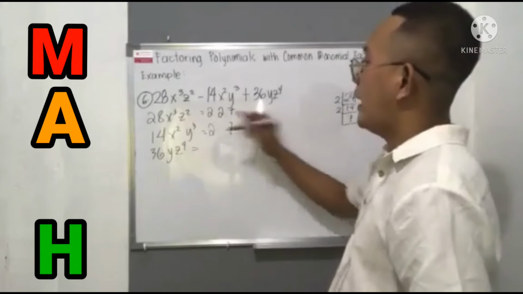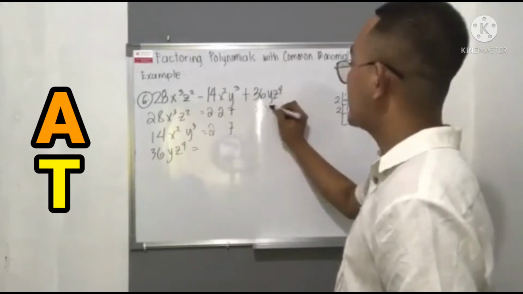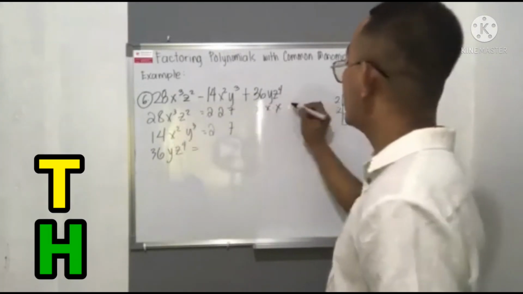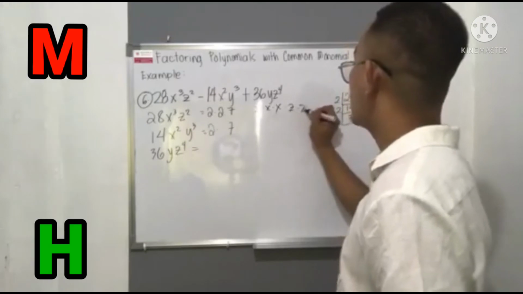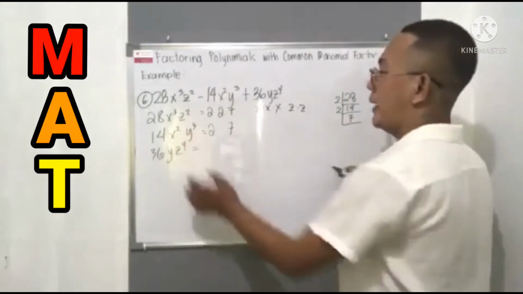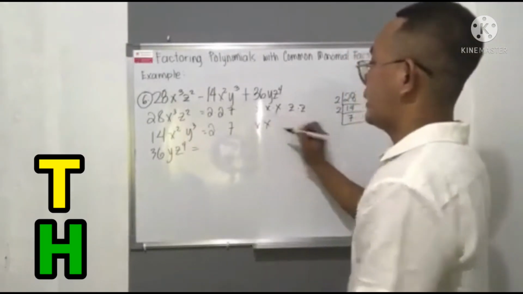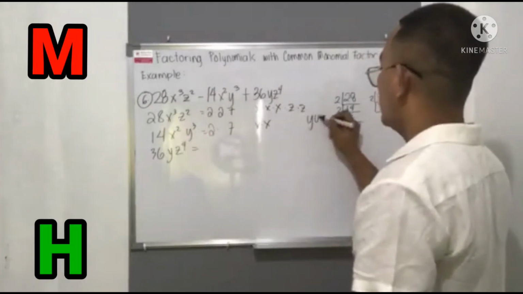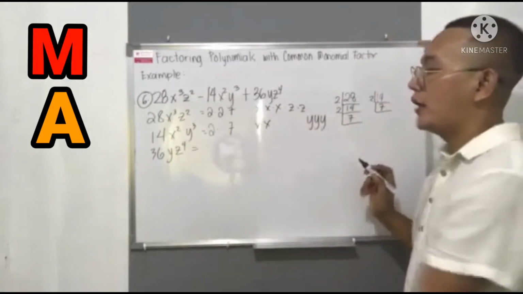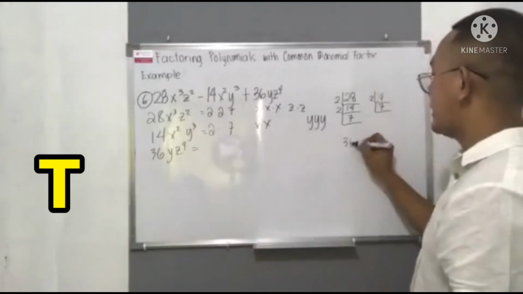Again, balik tayo dito. x cubed, we have x times x times x. And then z squared, we have z times z. Now, we have x squared here, x times x, and then we have y cubed. y times y times y. Okay, next, we have 36.